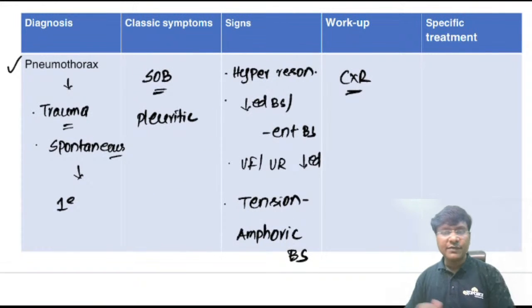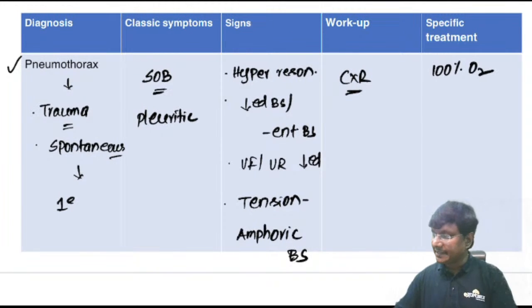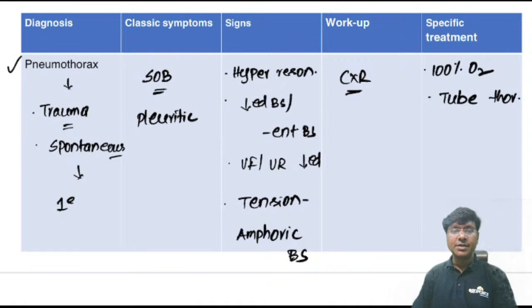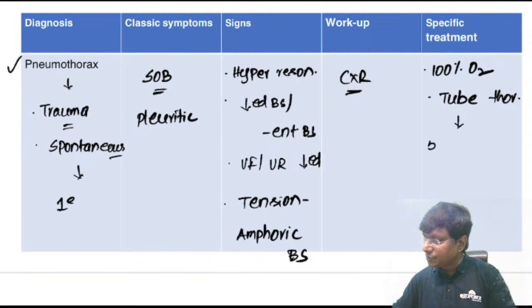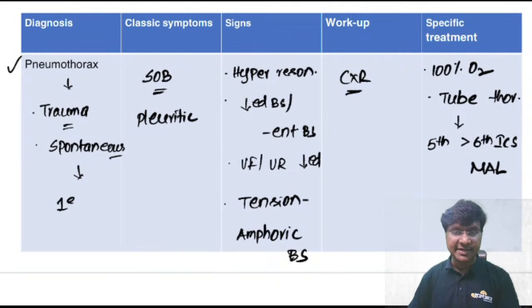Then, what will be the specific treatment? These patients have to be given 100% oxygen and then tube thoracostomy has to be done. Whenever you are doing the tube thoracostomy, where do you have to insert the tube? The tube has to be inserted in the 5th or 6th intercostal space in the mid-axillary line.